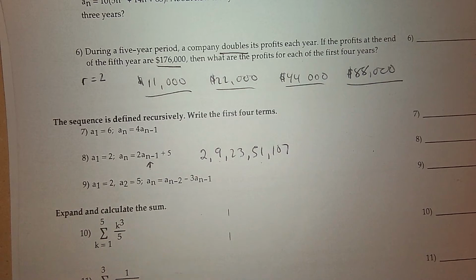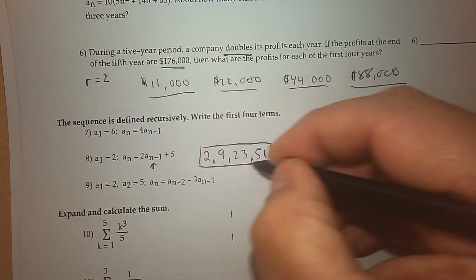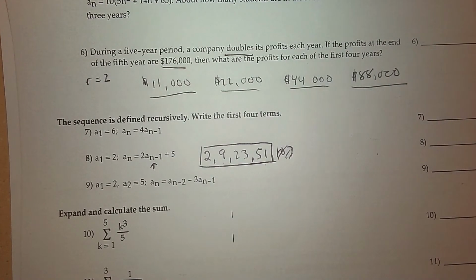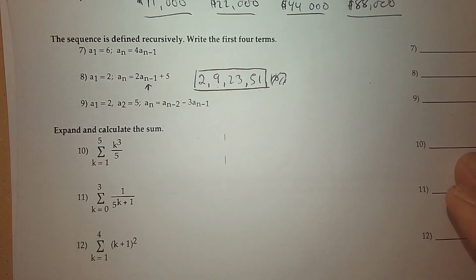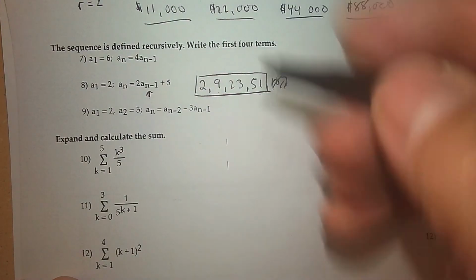And those are the first, it says first 4 terms. Be a good reader, right? So those are the first 4 terms. So can you do it recursively? So expand and calculate the sum. So for these, we don't have a formula. We have to expand it and then just add it up.